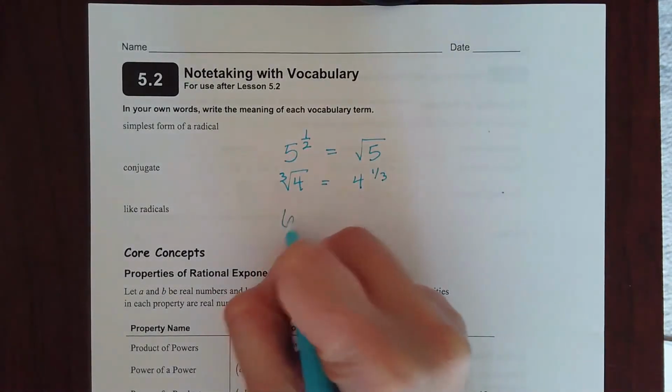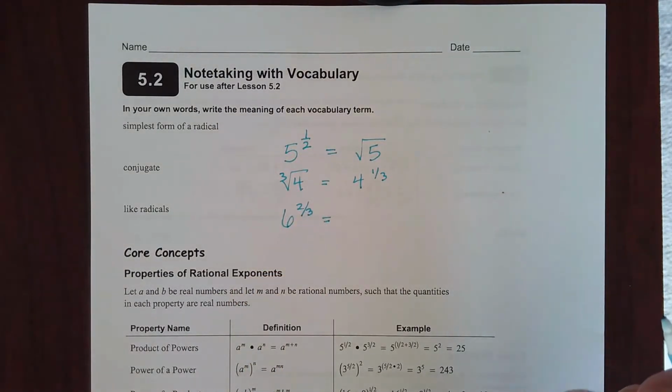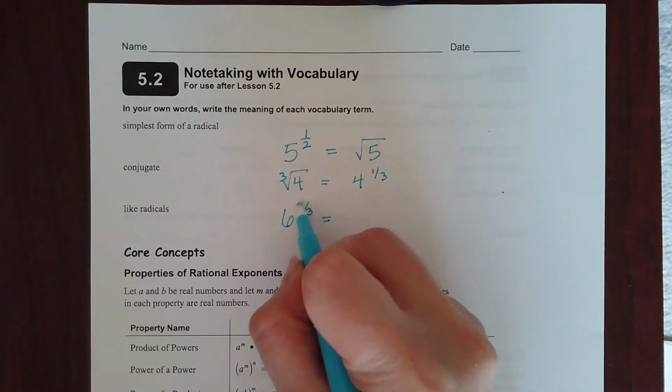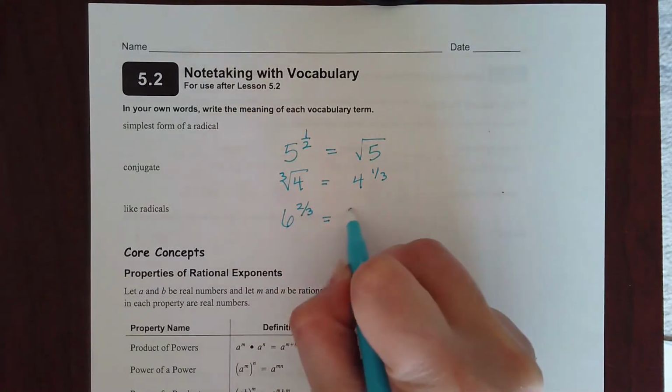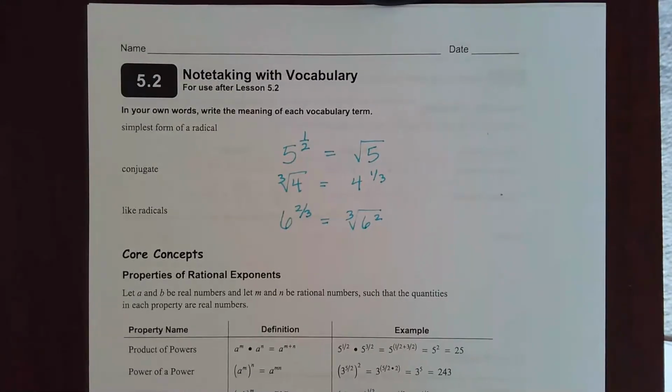And if we get a little fancier and raise something to the 2/3, remember that the 2 is the power and the 3 is the root. So if I was going to write it as a radical, I would write it like that.